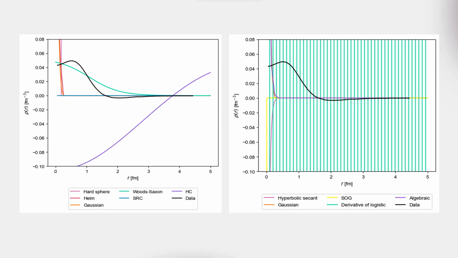We notice that almost all densities produced are erroneous except the Woods-Saxon form factor. So, why did the curve fits yield great results while this didn't?